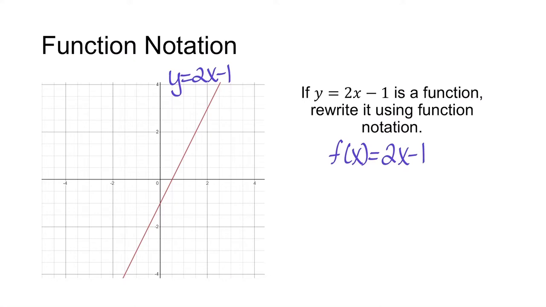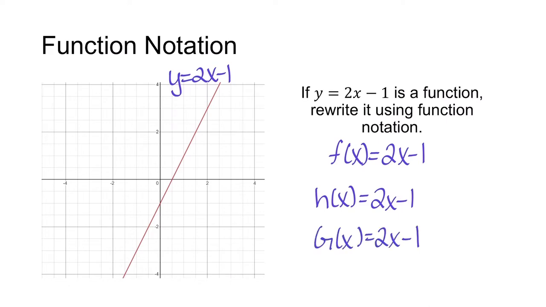And so when you name your function, f of x is the most commonly used form of function notation, but you can use any letter that you like. Instead of f of x, you can call this function h of x and say that h of x equals 2x minus 1. You can also use capital letters. You can say that g of x equals 2x minus 1. So you can name your function using any letter that you want.